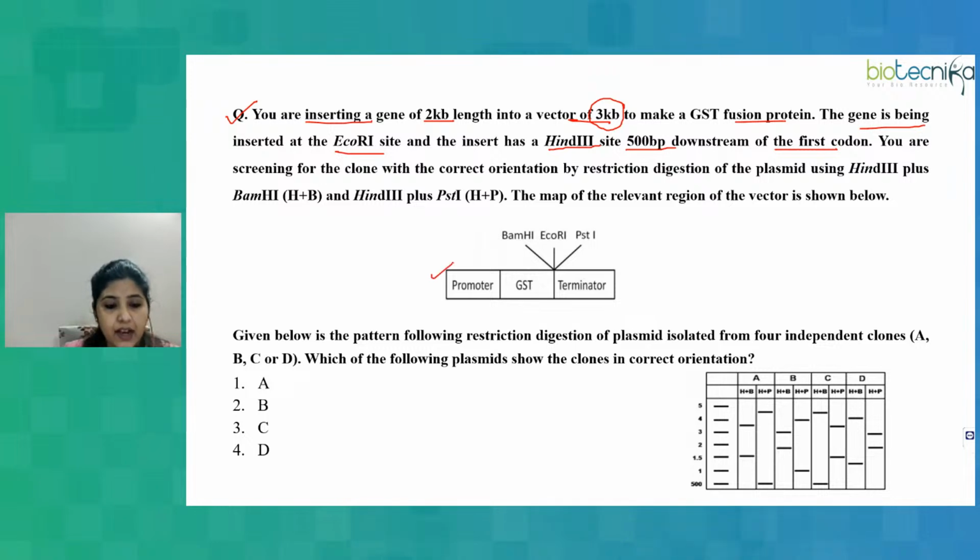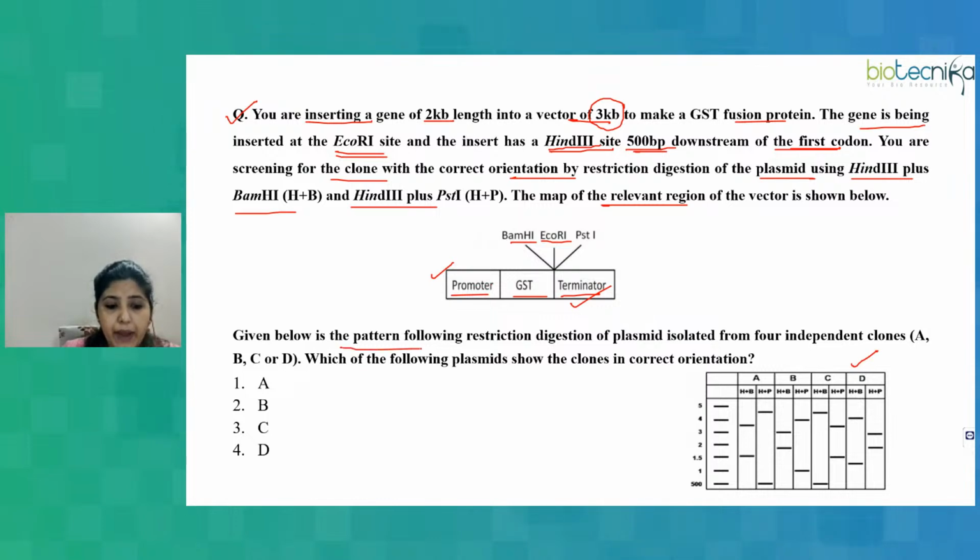You can see here a figure is also given where the EcoRI site is mentioned, and it is mentioned that the gene is inserted at the EcoRI site. And within the gene, you also have a HindIII site 500 base pair downstream of the first codon. So when you are screening for the clone with the correct orientation by restriction digestion of the plasmid, using HindIII plus BamHI and HindIII plus PstI, the map of the relevant region of the vector is shown below. So this is the vector where the promoter, the GST, terminator, and the recognition sites for restriction enzymes are mentioned.